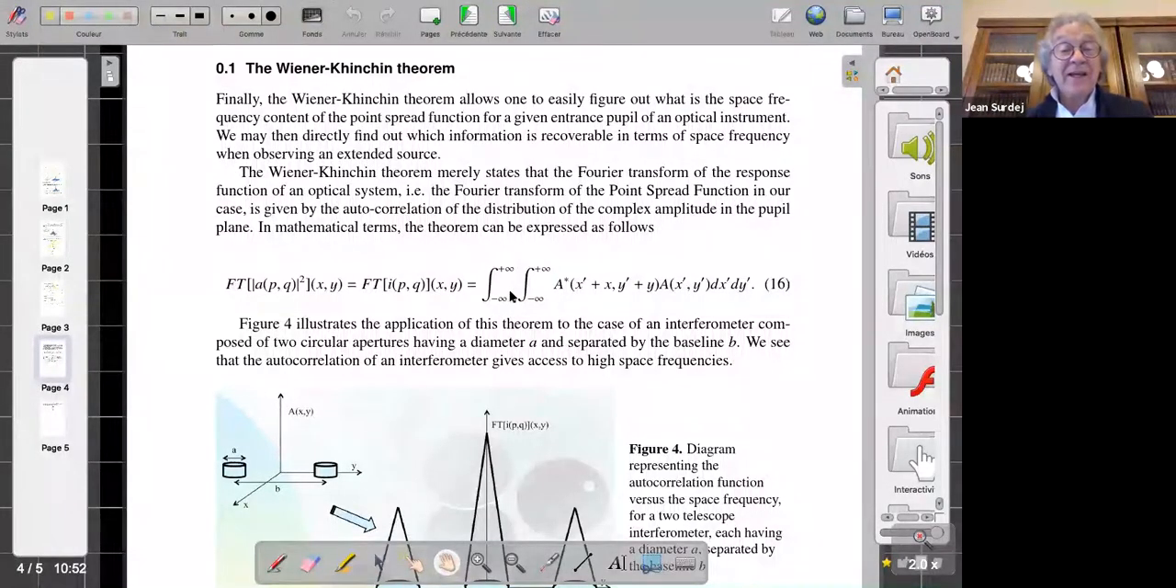you demonstrate that the Fourier transform of the response function, so of the intensity of point-like stars that you observe at the focal plane of the interferometer, is just an autocorrelation function of the distribution of the complex amplitude in the pupil plane.